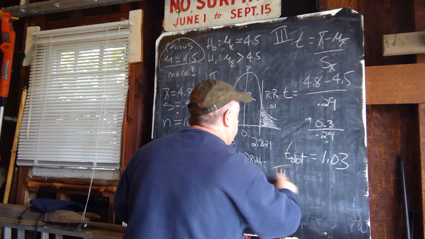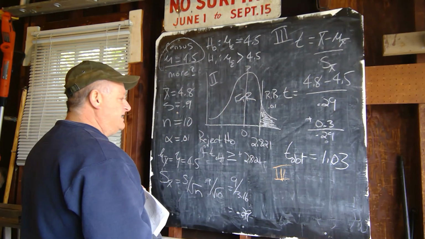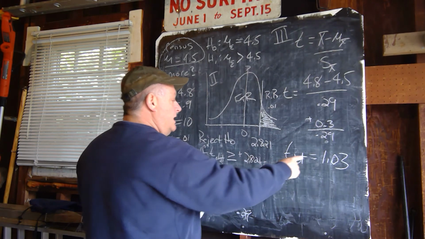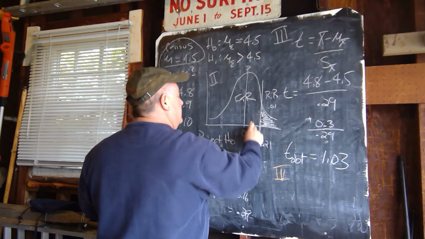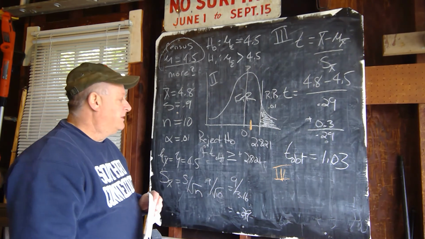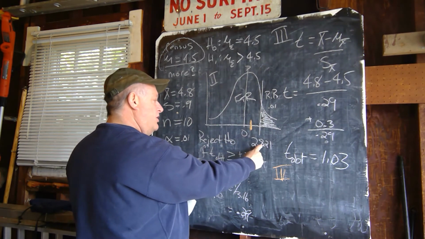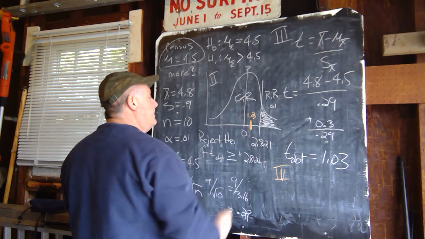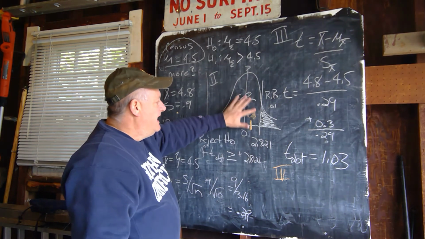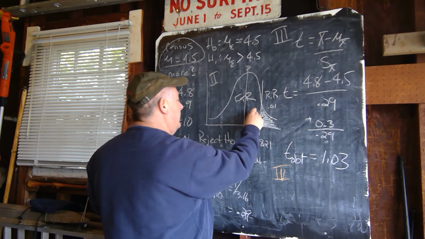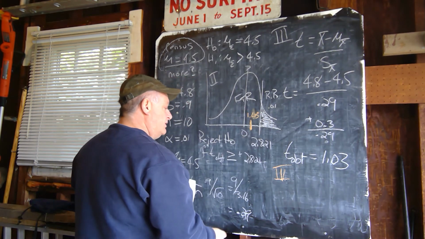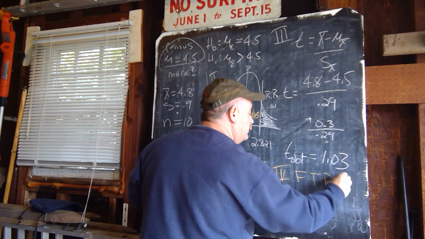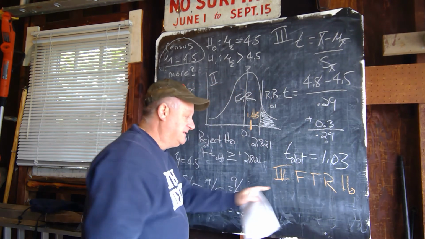Here's the fourth step. The fourth step is the decision. I take the result of step 3 and put it back on step 2. 1.03 is over here. If that's 0, there's 2.821. 1.03 is going to be somewhere in the middle. Now, this doesn't have to be to scale. This is just to help our thinking. So what's my decision? My decision is to fail to reject the null hypothesis, FTR.